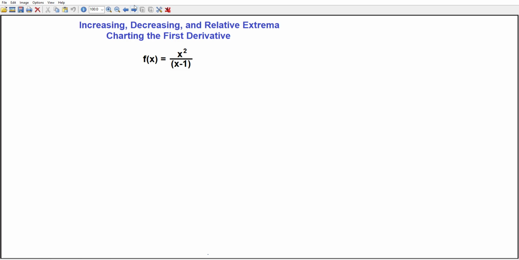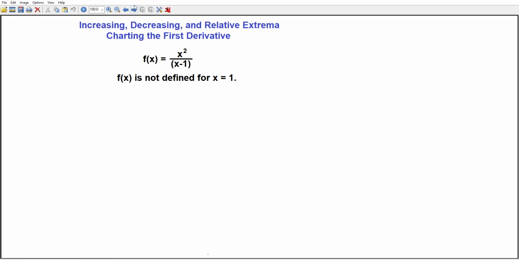Increasing, decreasing, and relative extrema. Charting the first derivative. The function we will consider is f of x equals x squared over x minus 1. We note that the function is undefined when x equals 1. So x equals 1 is not in the domain of the function.